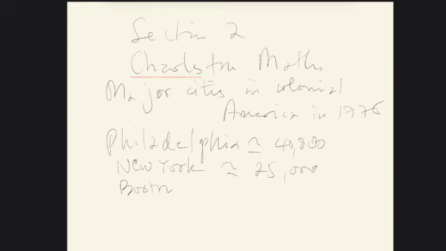Boston, roughly 16,000 people. And Charleston, roughly 12,000 people. How can a city of only 12,000 people become one of the most important ports in America? Now, population does not necessarily equal importance.